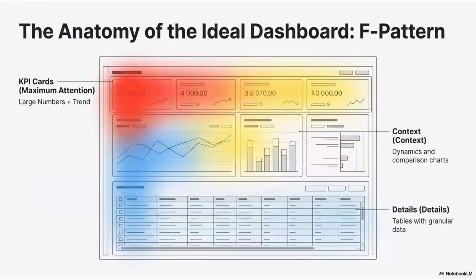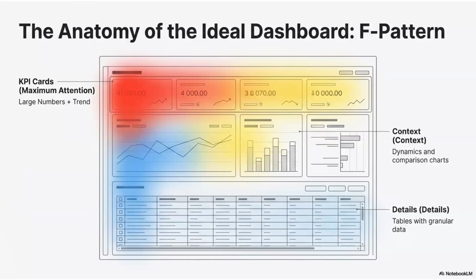The most important area is the top row. This is where the user's maximum attention is drawn, so it traditionally houses the so-called key performance indicator cards. These are 3 to 4 main metrics in the form of large numbers, which are necessarily accompanied by a trend indicator, for example, a visual arrow that instantly shows the deviation from the plan. The middle part of the screen is allocated for providing context.